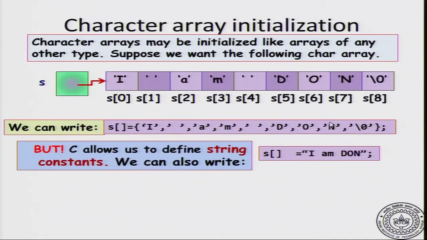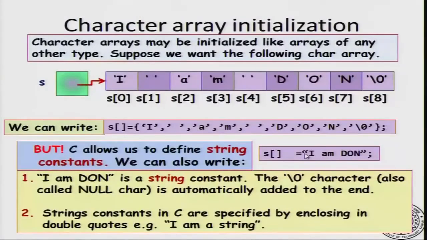But C also allows us to define what are known as string constants. So, in order to initialize a character array, I can also write char S square brackets is equal to "I am down", but this time within a pair of double quotes. So, "I am down" is a string constant.